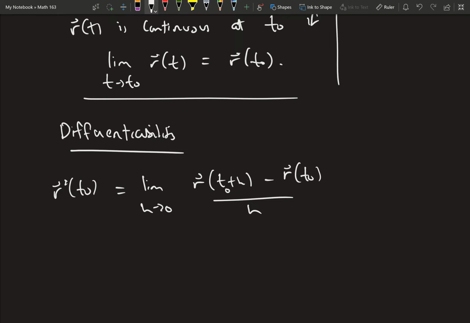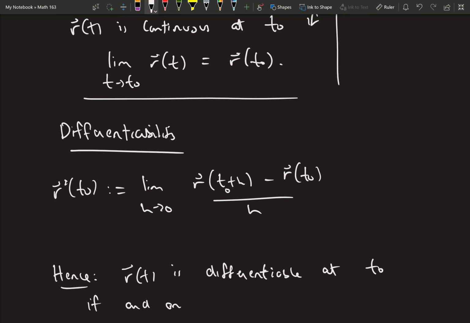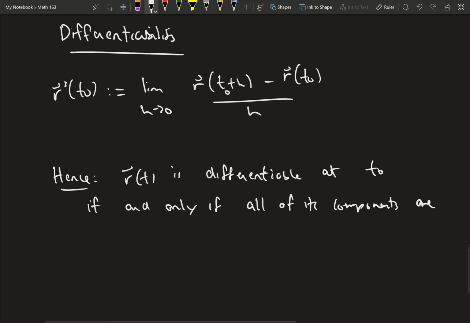And so hence, because of this definition, I know I'm going through this a little rapidly, guys, but you just extend everything and do everything component-wise. So hence, R of t is differentiable at t naught if and only if all of its components are differentiable at t naught.